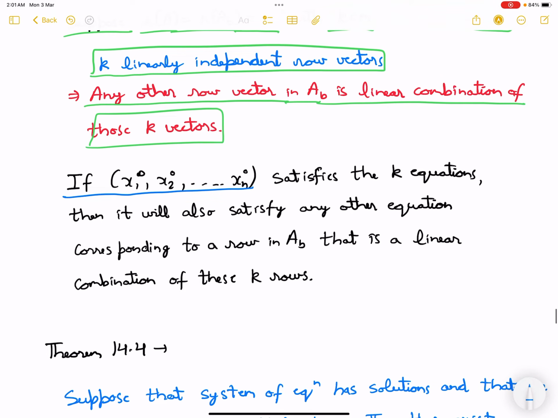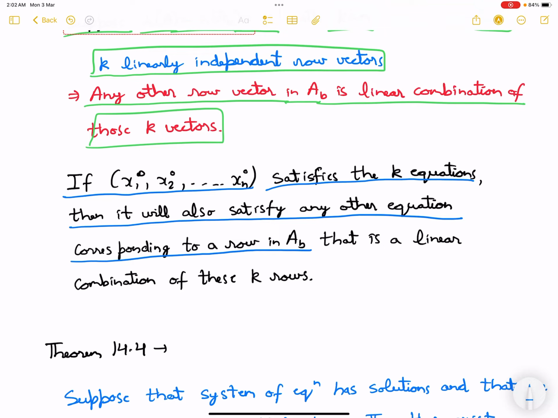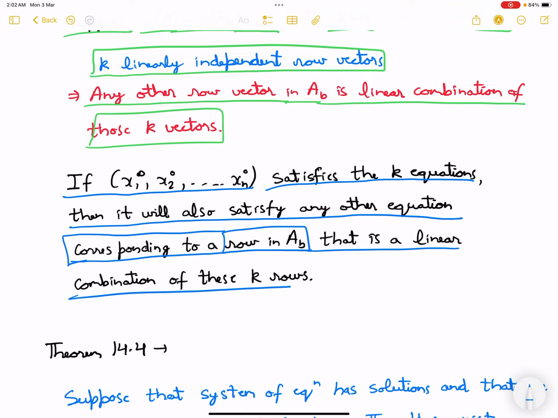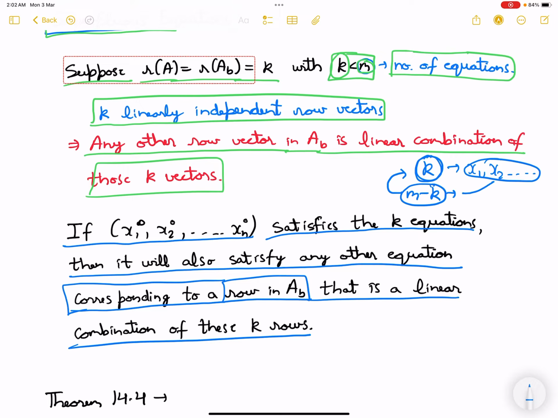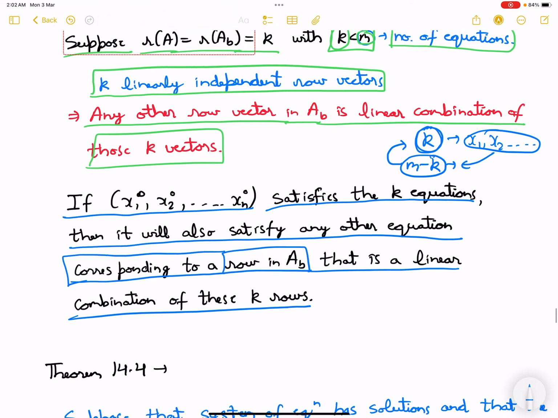So if this vector satisfies the k equations, then it will also satisfy any other equation corresponding to a row in AB. Corresponding to a row in AB, because we know any row in AB other than the first k rows is a linear combination of the k rows only. तो स्टार्टिंग की k rows तो हो गई, उससे सॉल्यूशन निकला हमारा x1 x2 xn करके, and remaining m minus k rows हैं, they are a linear combination of the k vectors. तो ये सॉल्यूशन जो निकला वो इसको भी सेटिस्फाई करेगा. ओके, I hope this was clear.